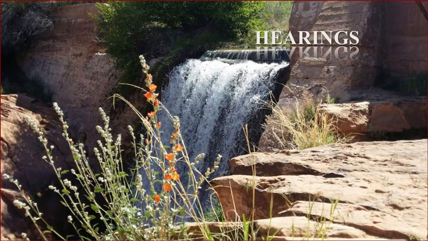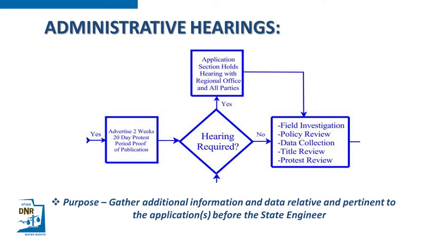Now we'll turn to hearings. The purpose of administrative hearings is to help the division understand the application better, including what is being proposed. It also allows other parties to an application besides the applicant to be part of the conversation. Hearings allow the division to ask questions of the applicants and any protestants.